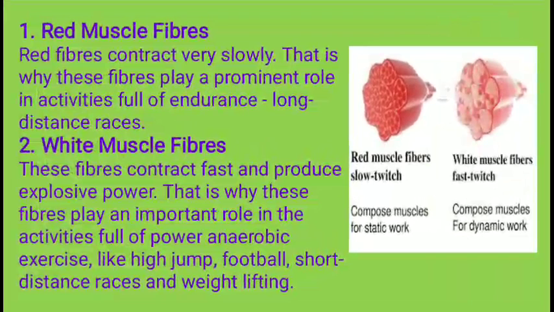Okay, there are two types of muscle fiber. Just see, I have given a picture also on the side. Red fibers contract very slowly, that's why they are considered slow twitch fibers. These are the fibers found in the marathon runner, the long runner, the person who performs the activity for a longer duration without getting fatigued or exhausted. These are considered red muscle fibers. That is why these fibers play a prominent role in activities full of endurance, like long distance races. Clear?